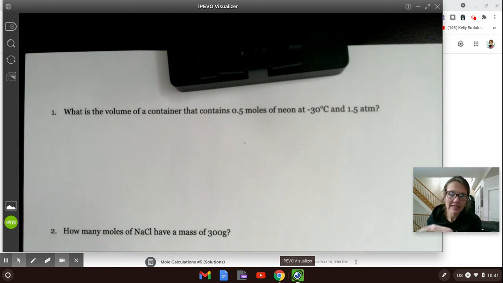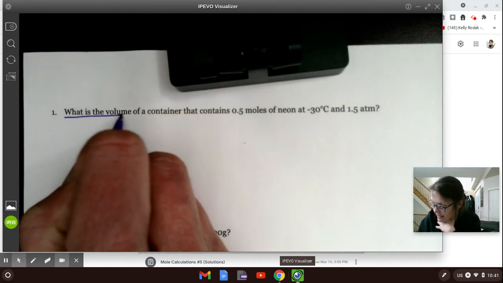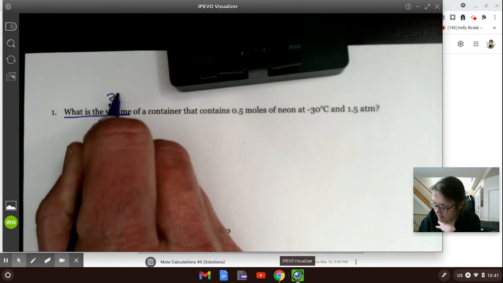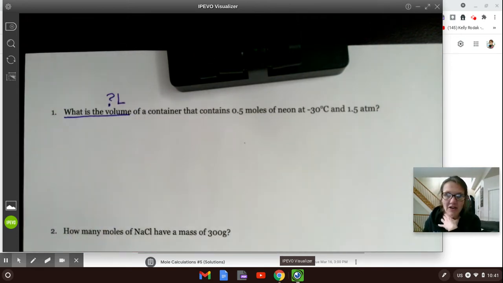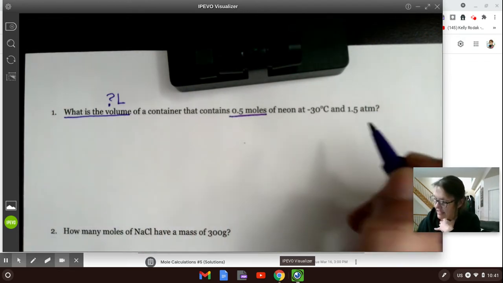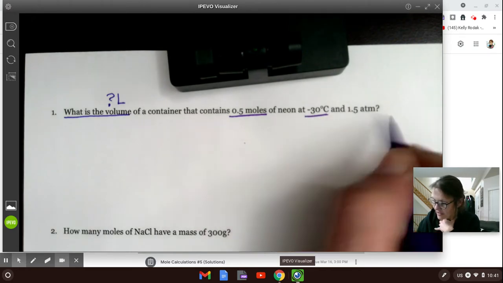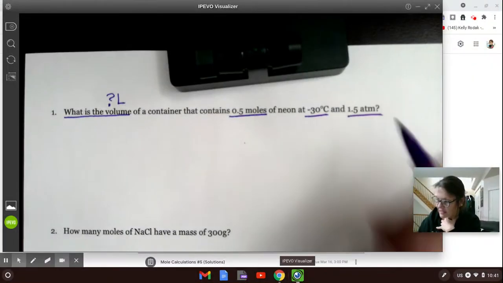So number 1, it says, what is the volume? Remember that I like to label problems as I go. And so what is the volume means that what I'm looking for is a number of liters. That's my unknown. And I have a container that contains 0.5 moles and it's neon, which we know is a gas, at negative 30 degrees Celsius and 1.5 atmospheres.